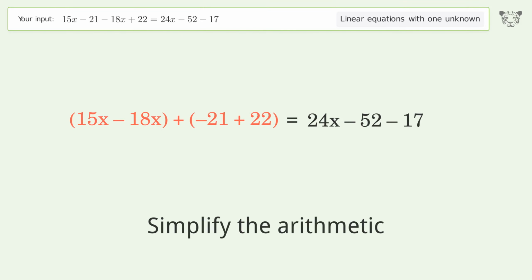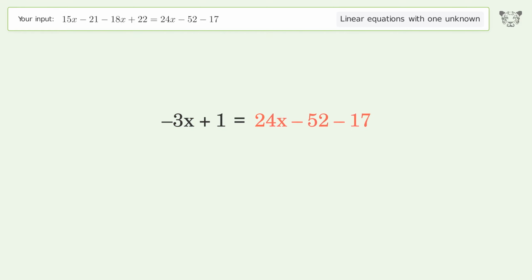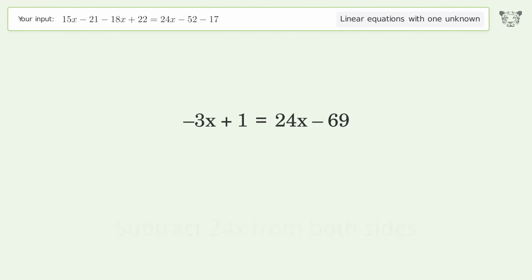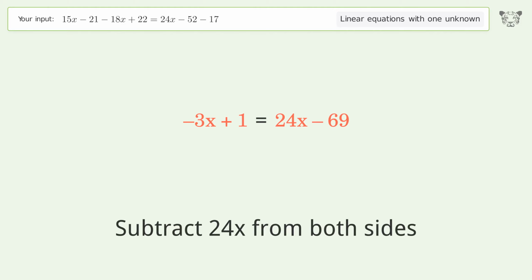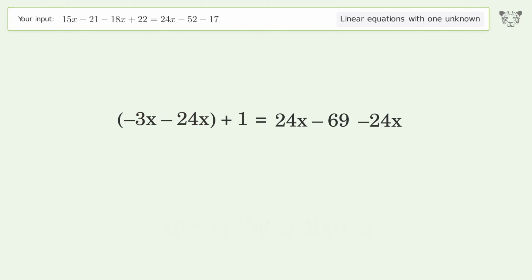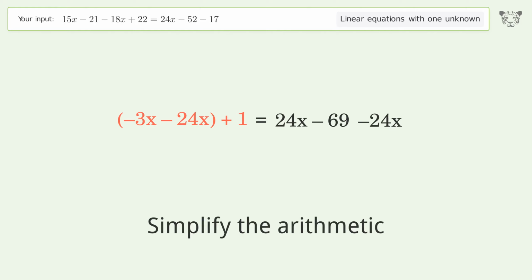Simplify the arithmetic. Group all x terms on the left side of the equation. Subtract 24x from both sides. Group like terms. Simplify the arithmetic.